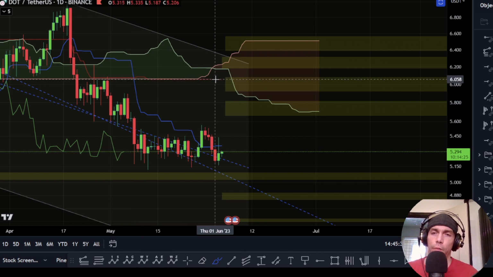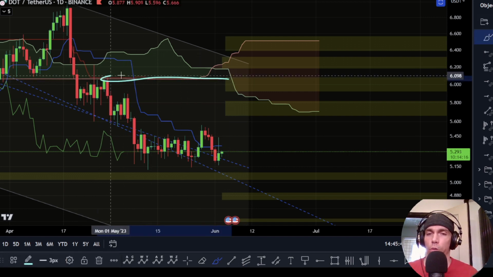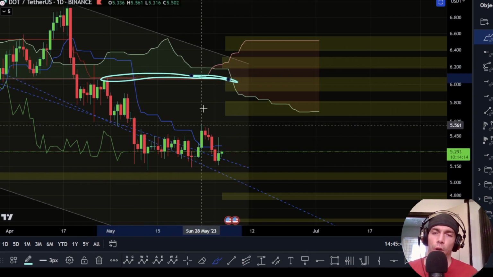As well as that, we do have the baseline, which is currently sitting up here towards us at $6.06. So this would tie into actually coming back into these highs here as well. So it'd be quite an interesting level to keep an eye on.